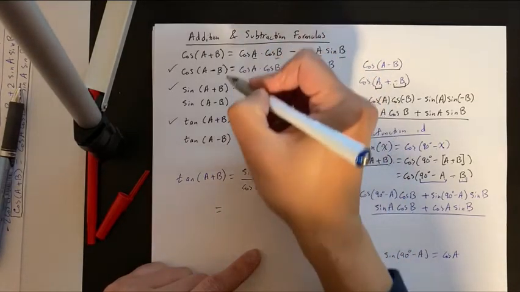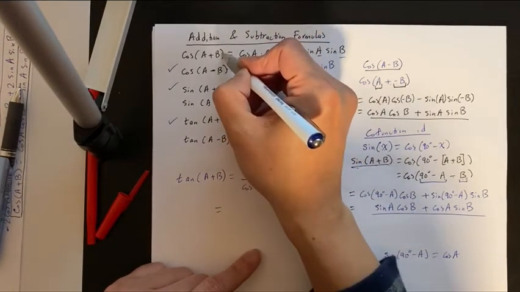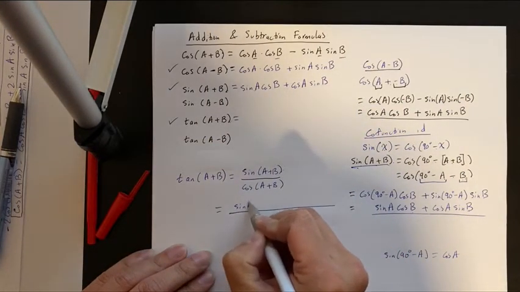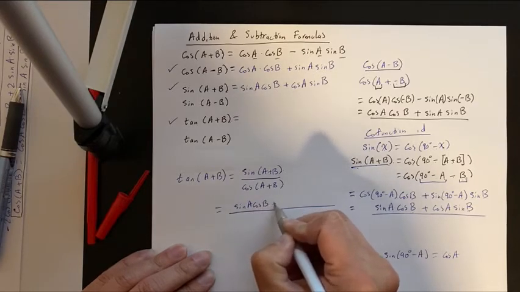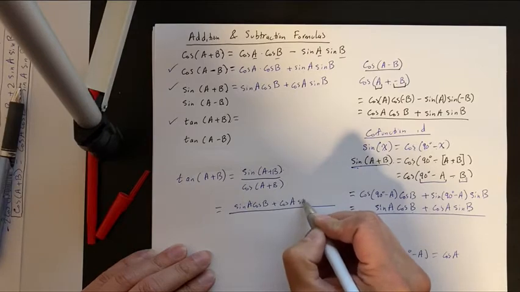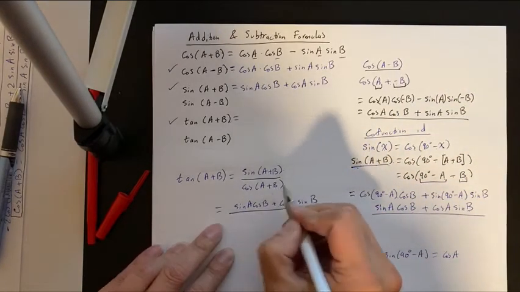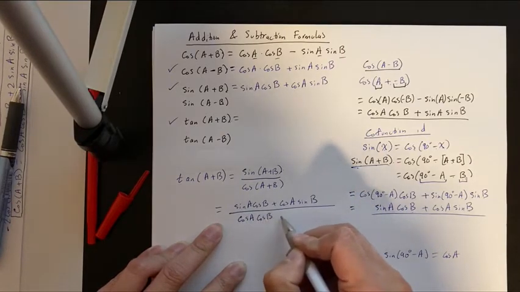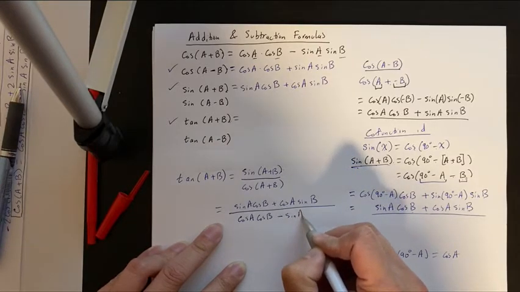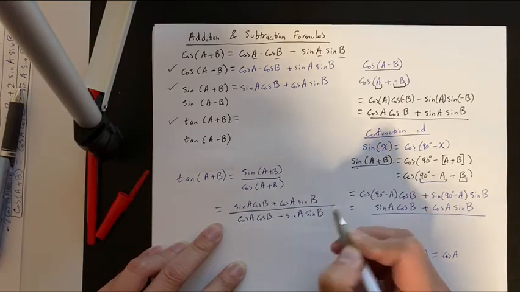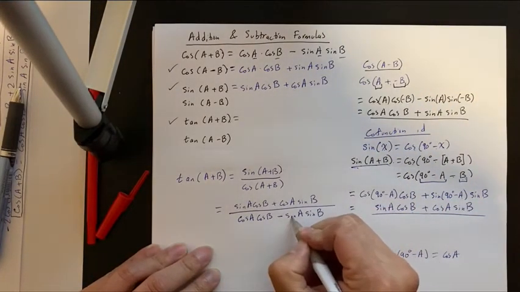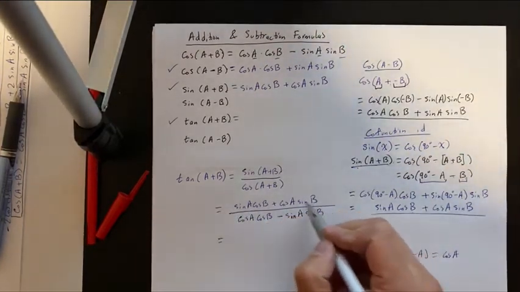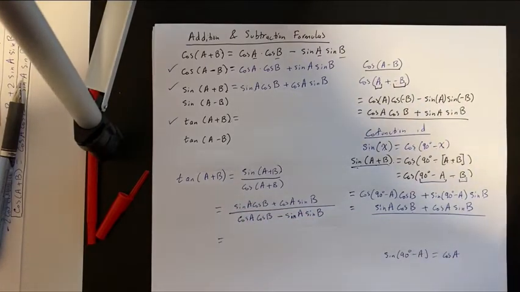Well, then I get to apply this formula, sine of A plus B, and this formula, cosine of A plus B. And so sine of A plus B is sine of A cosine of B plus cosine of A sine of B. And then cosine of A plus B is cosine of A cosine of B minus sine of A sine of B. And actually, if you want to keep it as an identity, you can. It is equal to each other.